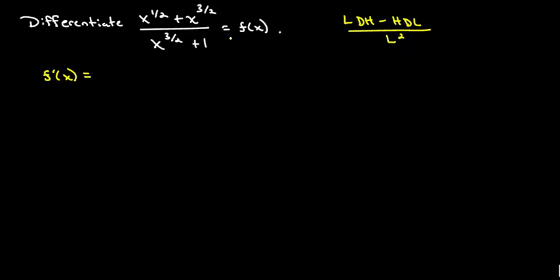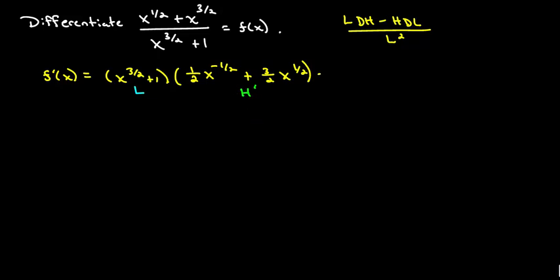So let's go ahead and do that. So the low is this guy right here. And we need to times that by the derivative of the numerator. Well, the derivative of the numerator is 1/2 x to the negative 1/2. The derivative of this guy is 3/2 x to the positive 1/2. So this is your low. This over here is the derivative of the numerator.